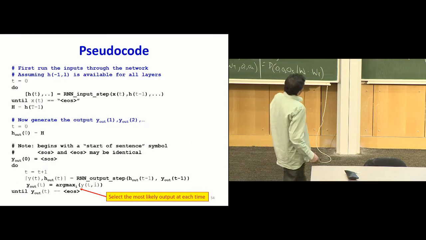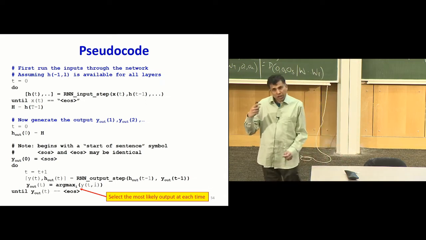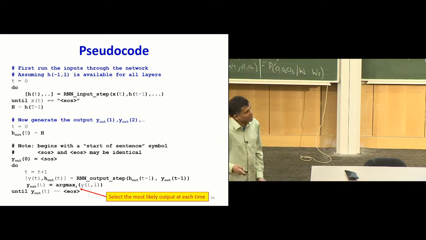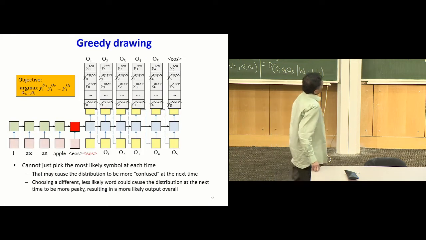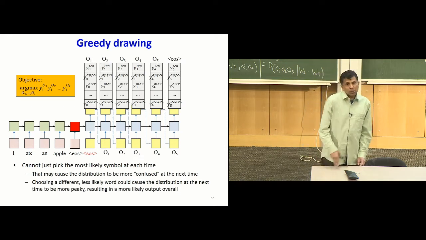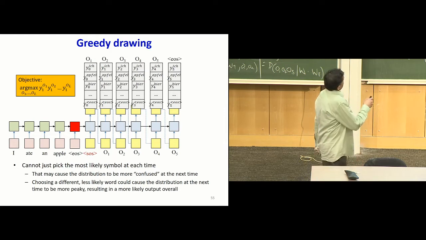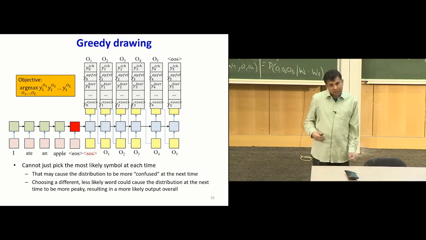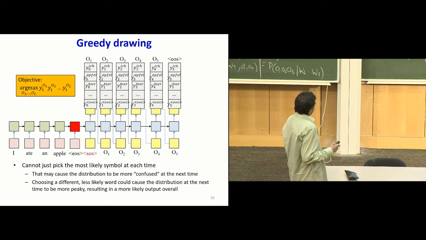So in that case, if you go back to our pseudocode, this draw function just gets converted to finding the word for which the output probability was highest, the argmax. The problem here is that simply picking the most likely word at each time is not guaranteed to give you the word sequence which is most probable. Now, this may seem kind of odd, but let me explain with an example.